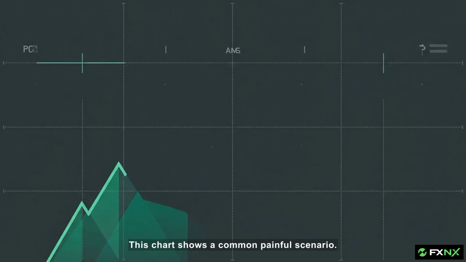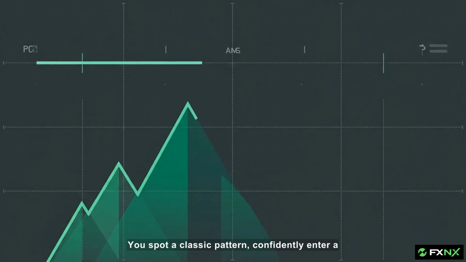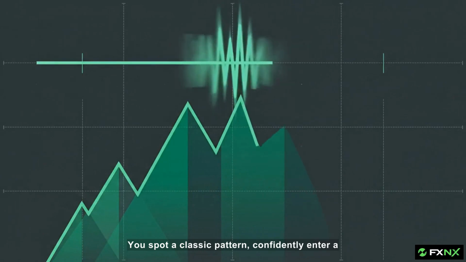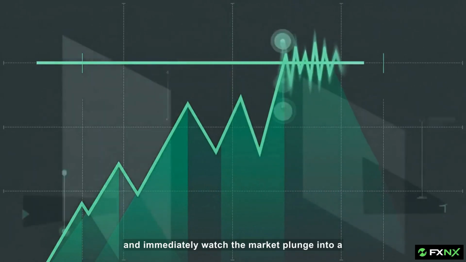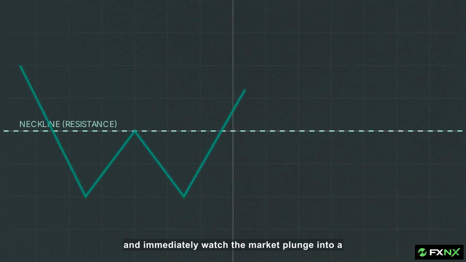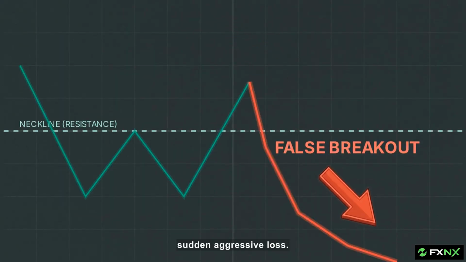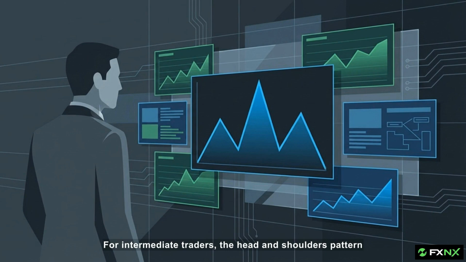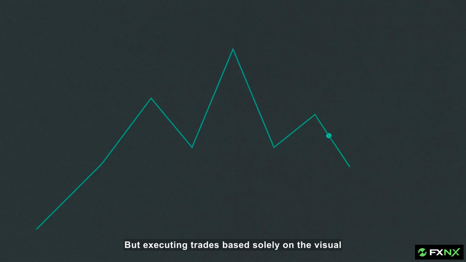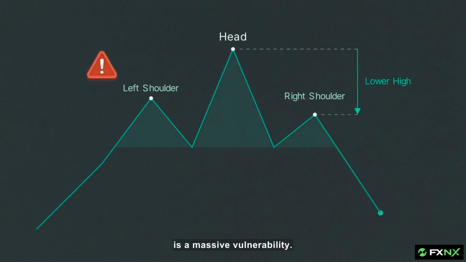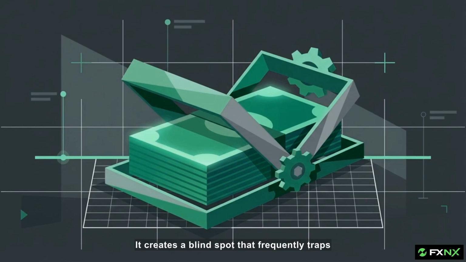This chart shows a common, painful scenario. You spot a classic pattern, confidently enter a position, and immediately watch the market plunge into a sudden, aggressive loss. For intermediate traders, the head and shoulders pattern is a staple signal for identifying when an established trend is about to reverse. But executing trades based solely on the visual outline of a shape is a massive vulnerability. It creates a blind spot that frequently traps your capital.